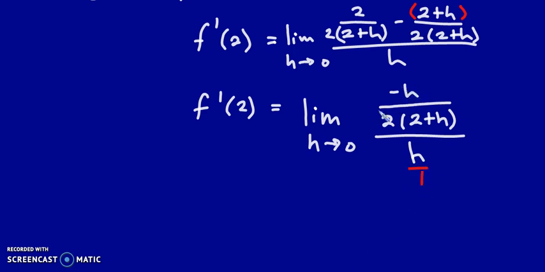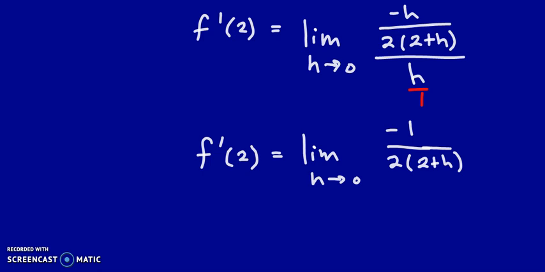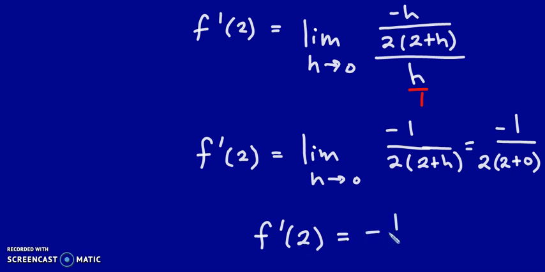And if you remember, that h in the denominator is h over 1. So when you divide negative h over 2 times 2 plus h divided by h over 1, you're multiplying this numerator by the reciprocal of this denominator, and the h's will simplify. So we're looking at the limit as h approaches 0 of negative 1 over 2 times 2 plus h, and we are ready to do the direct substitution. So substitute 0 for h, and we are left with the final answer of f prime of 2 is equal to negative 1/4. And that is the final answer.